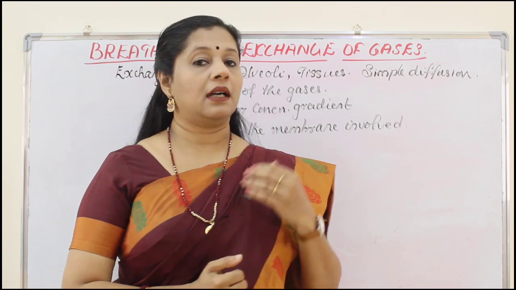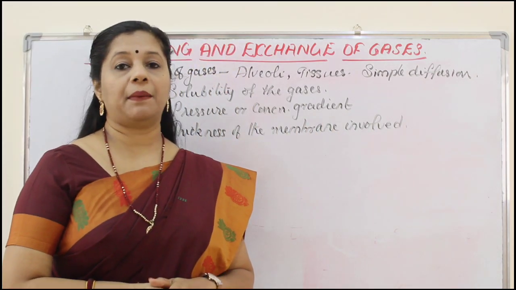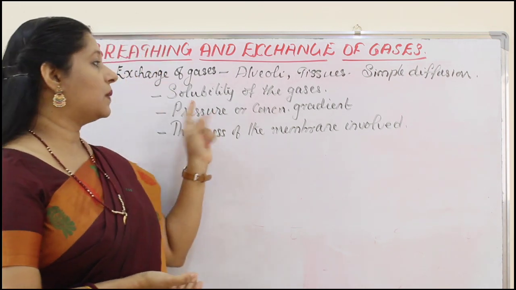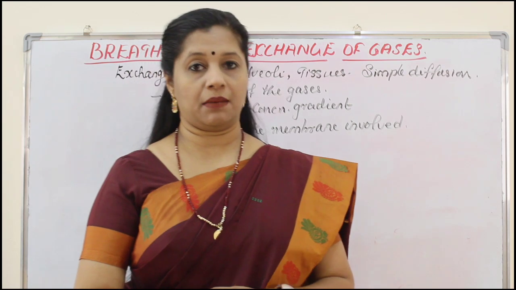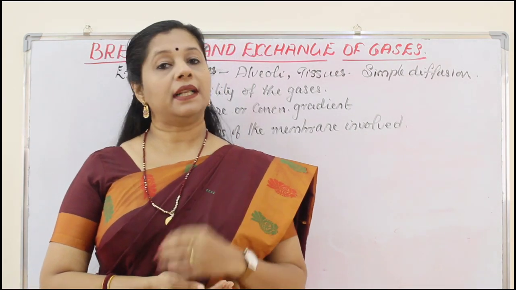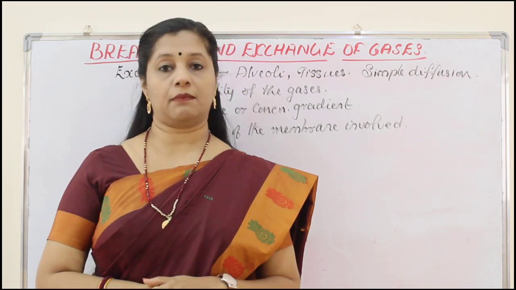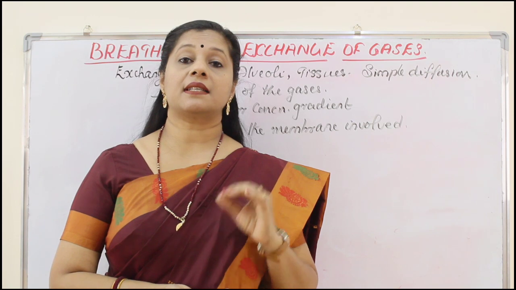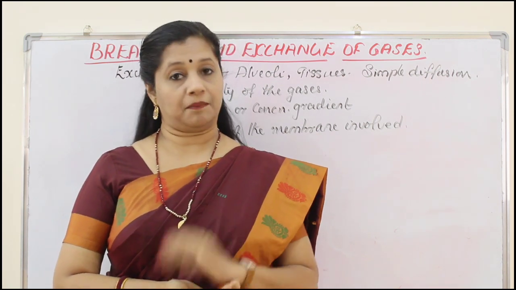There are different factors affecting the rate of diffusion happening in the alveoli. First is the solubility of gases. We know that oxygen and carbon dioxide are the chief gases being exchanged. If you look at the solubility, oxygen has comparatively less solubility than carbon dioxide. Carbon dioxide has actually 20 to 25 times more solubility than oxygen.